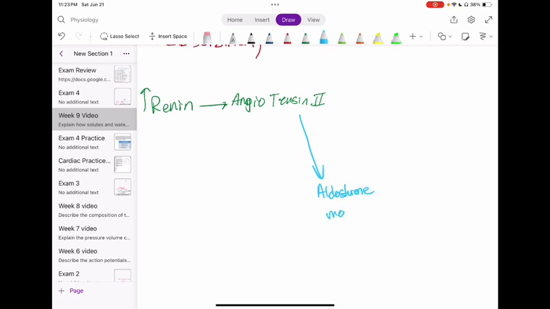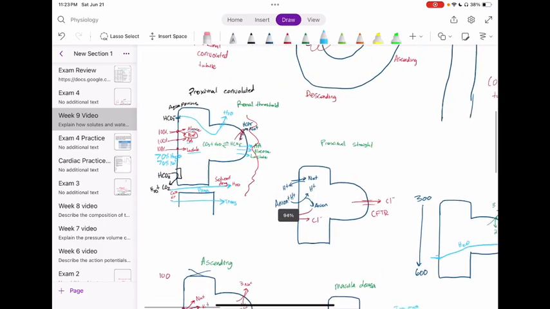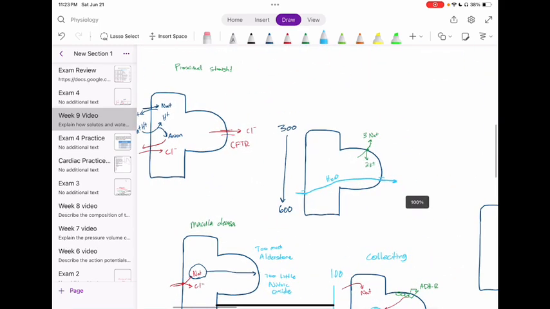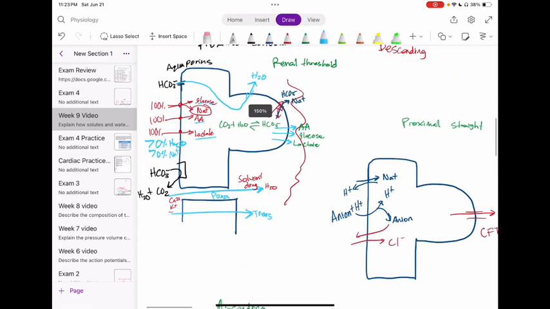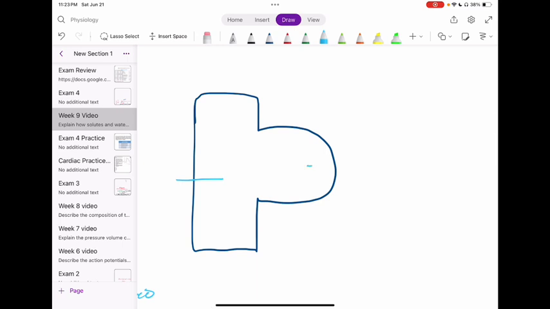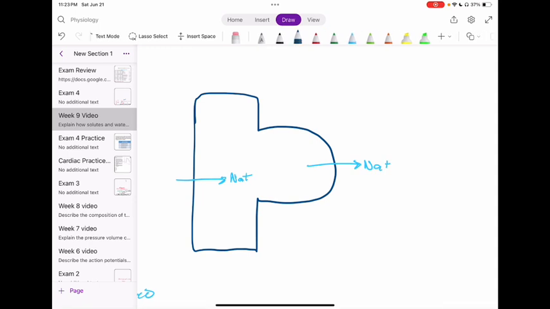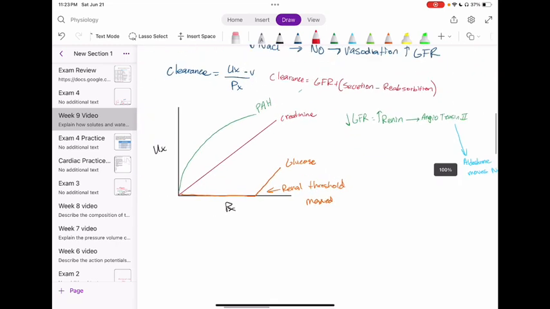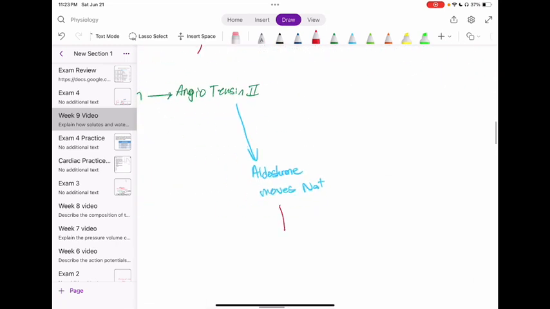And what that does is it moves potassium across the cell. As potassium moves across the cell, there's lots of potassium. If water is able to flow, it will flow that way towards our blood vessel, causing us to have an increase in blood volume.